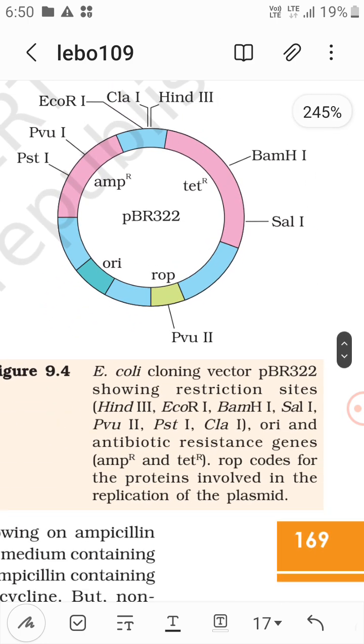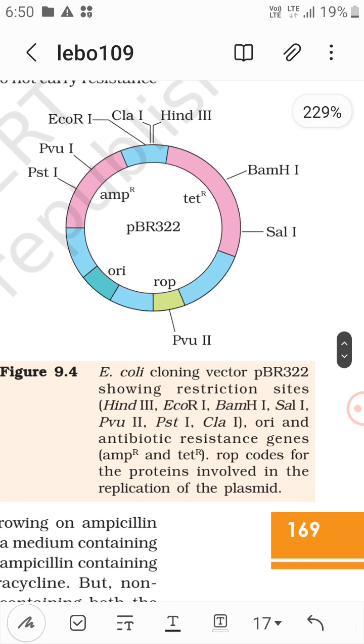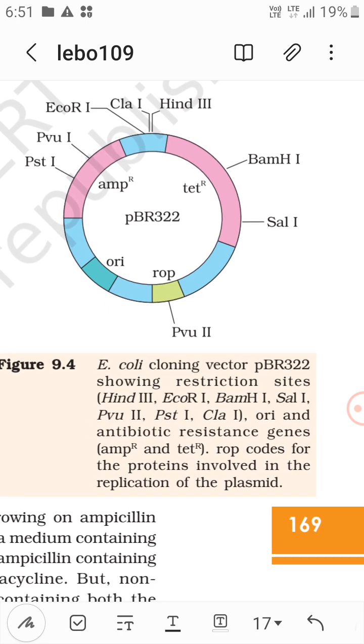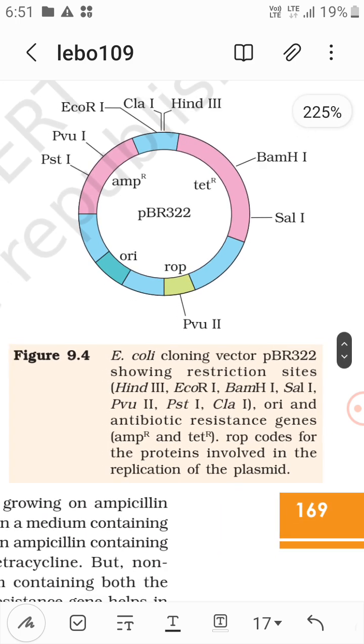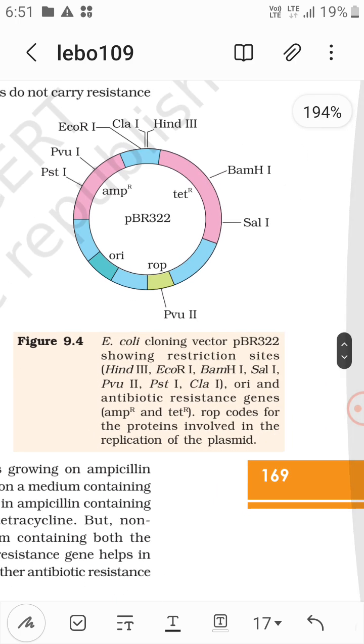Now the description given is: E. coli cloning vector pBR322 showing restriction sites HindIII, EcoRI, BamHI, SalI, PvuII, PstI and ClaI. All these are restriction sites, where the restriction enzyme will come and cut. Ori is the origin of replication, where the replication initiates, and there are the antibiotic resistance genes, ampicillin resistance and tetracycline resistance, and rop codes for the proteins involved in the replication of the plasmid.